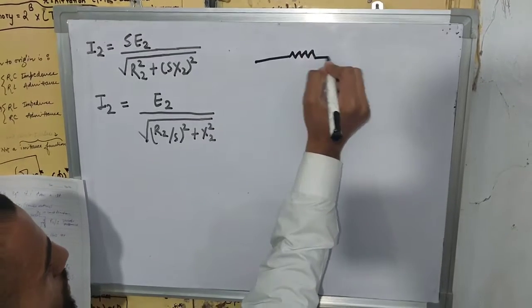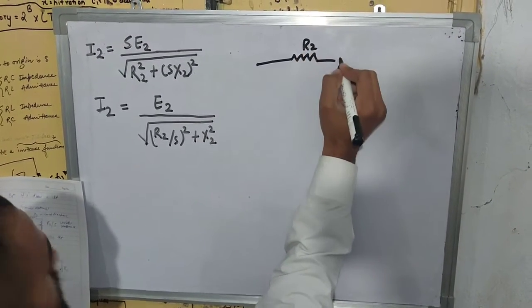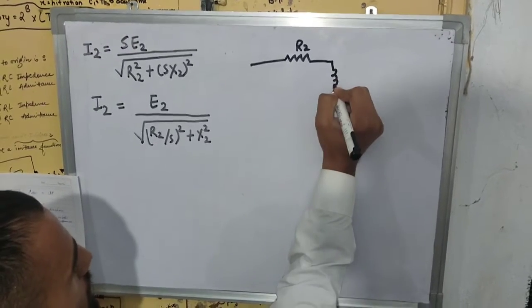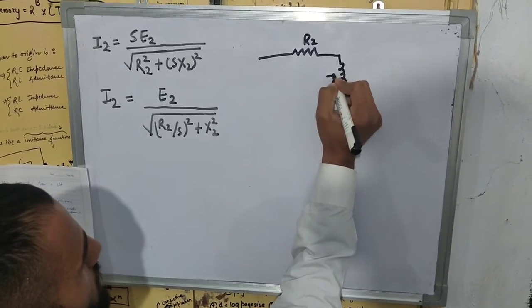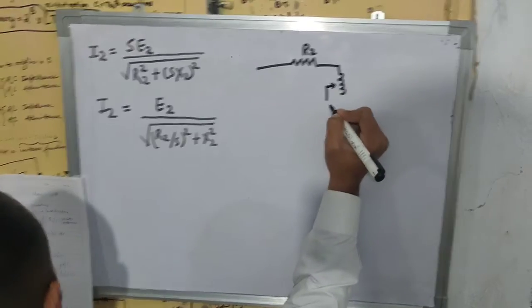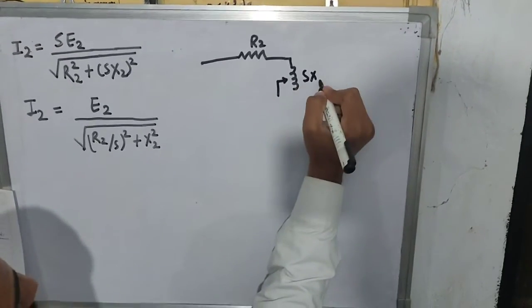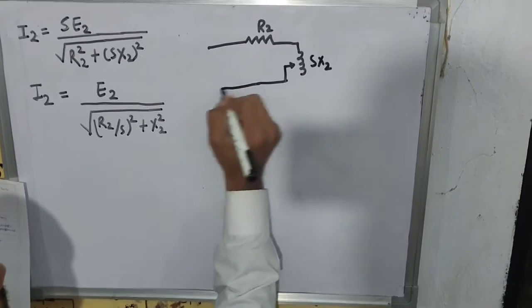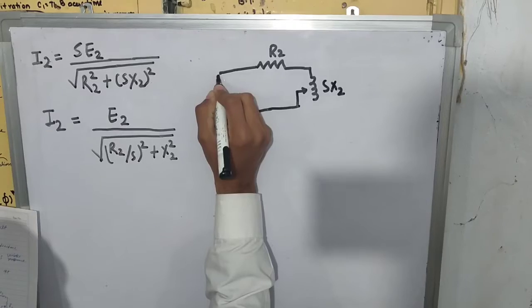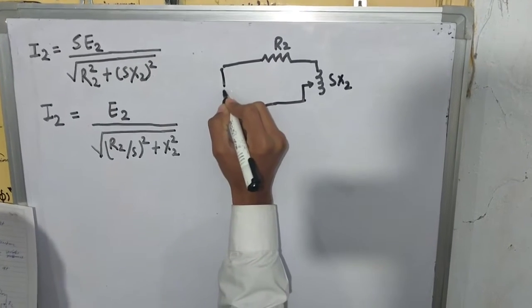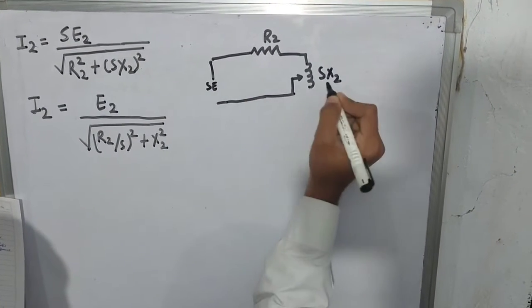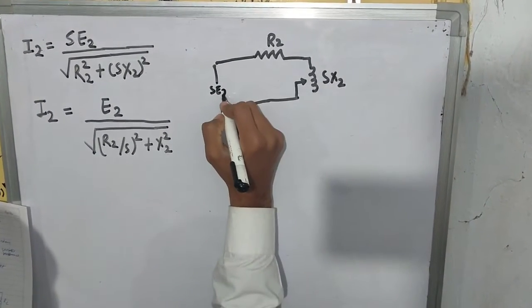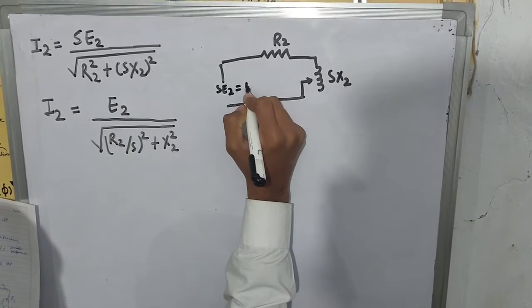So for this equation, if I draw a circuit, this is R2 and this is variable reactance, which is SX2, and this is variable supply because the slip is variable, so SE2 equals ER.